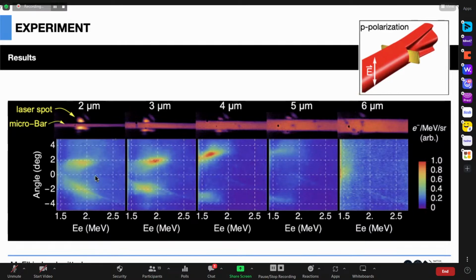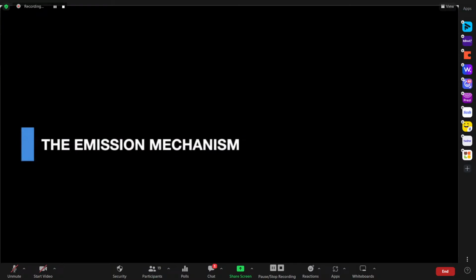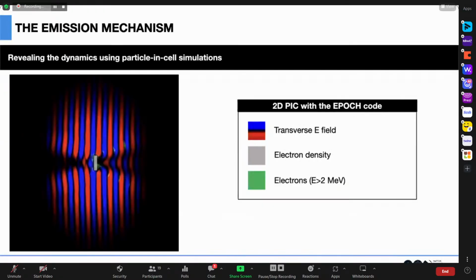So these are the experimental observations. This is the information that is now open for interpretation, and the interpretation is divided into 2 parts. We start with the emission mechanism. So I'm going to show here a 2D particle in cell simulation taken with the EPOCH code. I'm going to start the animation in a second, but expect to see the laser coming from left to right.